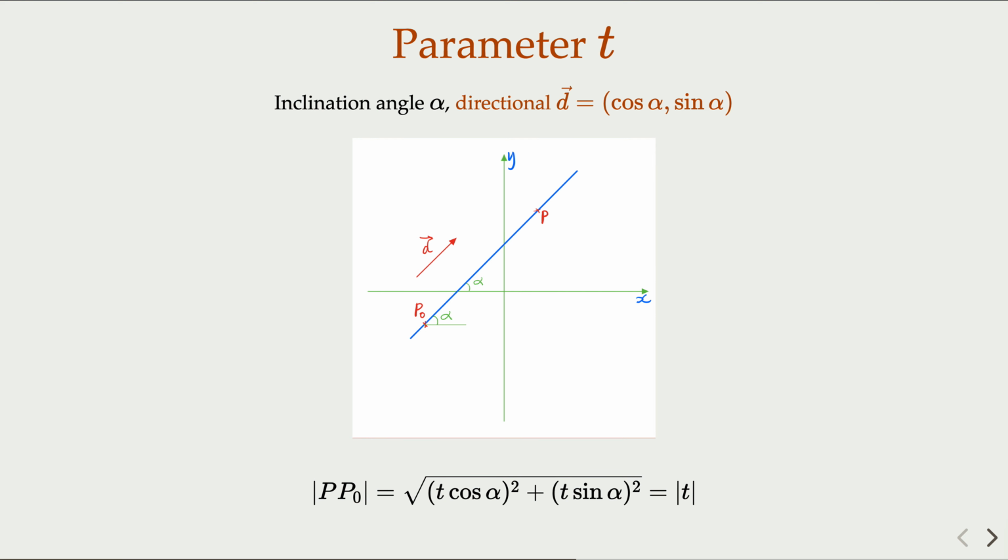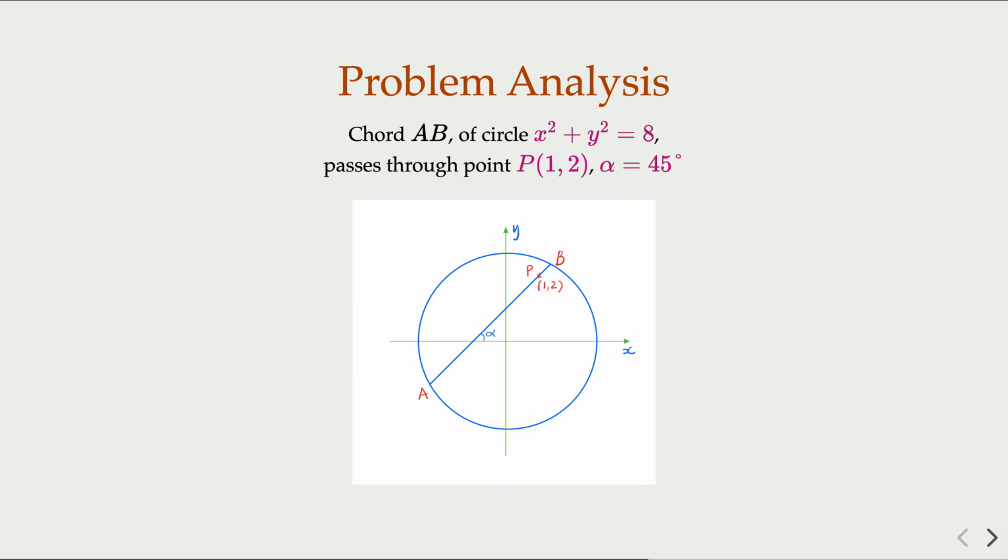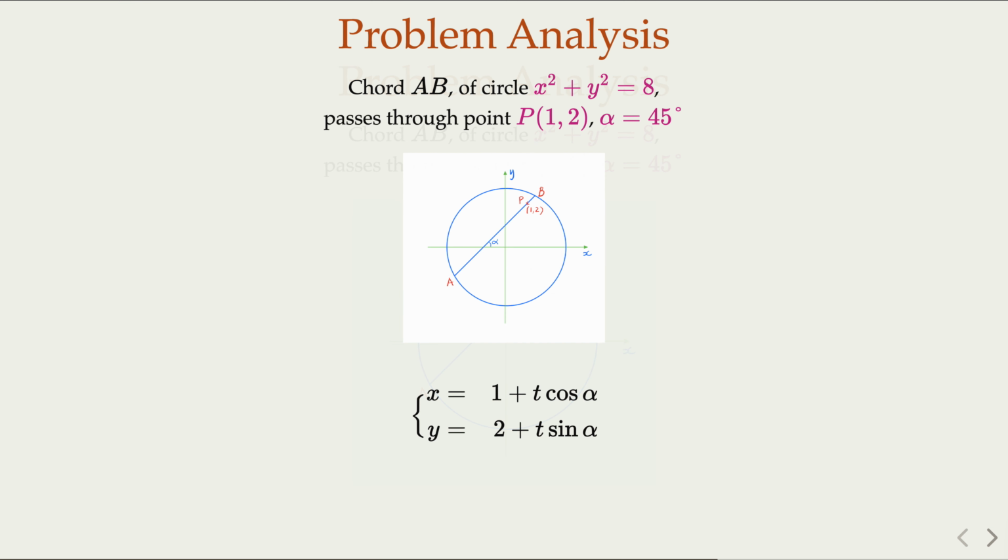With this parameter t and the understanding of the distance between P and P0, we can solve the original problem. Let's look at the problem here. The circle, the angle, and the point P here would take the role of P0. So let's use the parametric equation of straight line AB with given alpha. In this case, P0's coordinate is 1 and 2, so x0 is 1, y0 is 2, and we have this equation here.